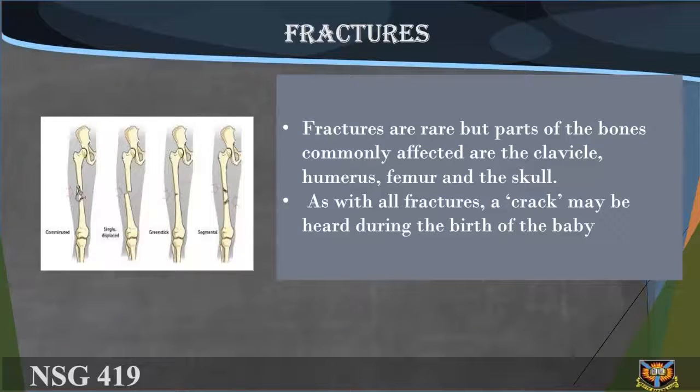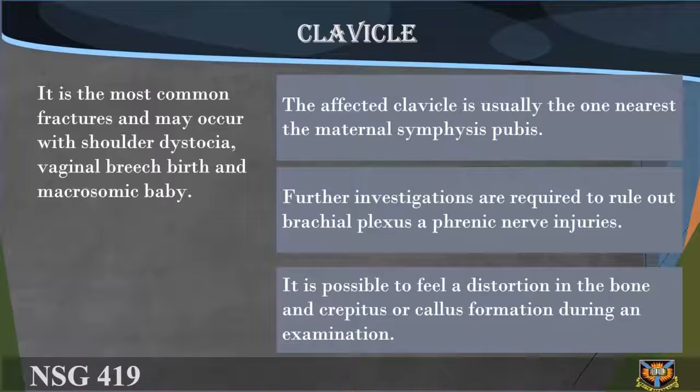Fractures are rare, but parts of the bone commonly affected are clavicle, humerus, femur, and the skull. As with all fractures, a crack may be heard during the birth of the baby. Clavicle. It is the most common fracture and may occur with shoulder dystocia, vaginal breech birth, and a macrosomic baby.